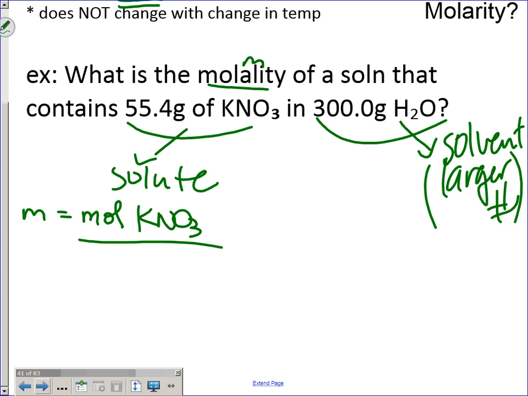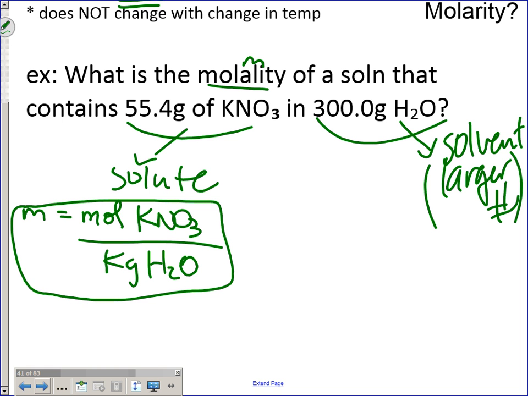All right, so I'm looking for units right now, then we'll plug in, okay? So you're saying kilograms of what? Water, right? And this is my solvent. All right, so I know that molality is moles of solute over kilograms of solvent. I know my solvent, I'm kind of just identifying this first. Now let's plug in. So how many moles is this?